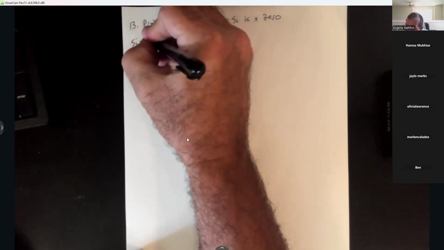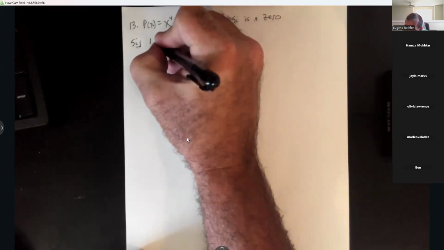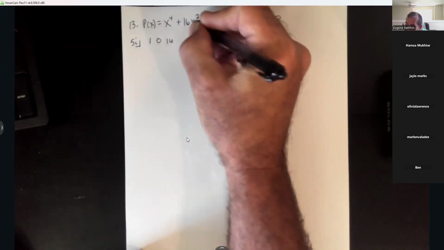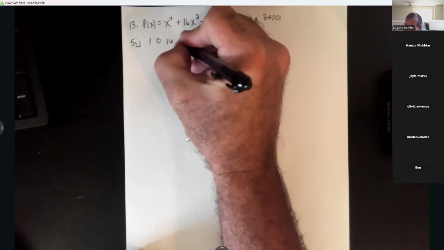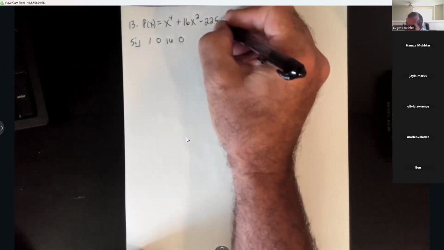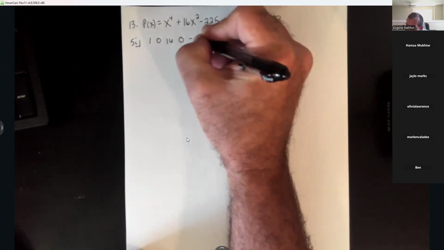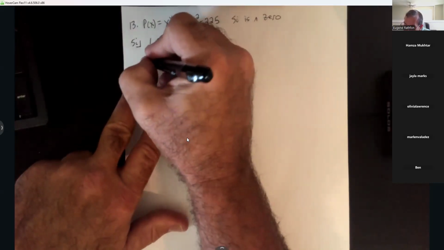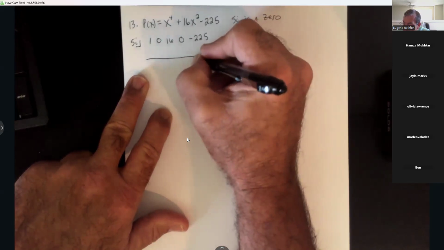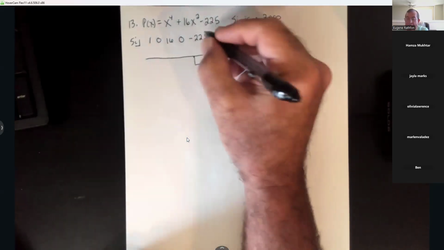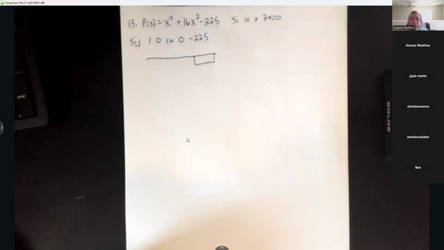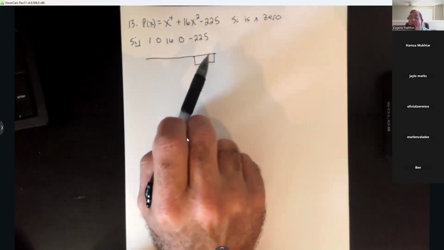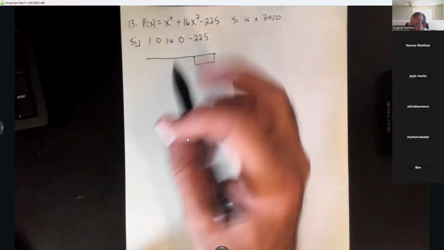So we got 1x⁴, 0x³, 16x², 0x, and then my constant term at the end is negative 225. All right, this is where I draw my line and I box under the last number. Now, since they gave me this zero, we better get a remainder of zero for this one, okay?